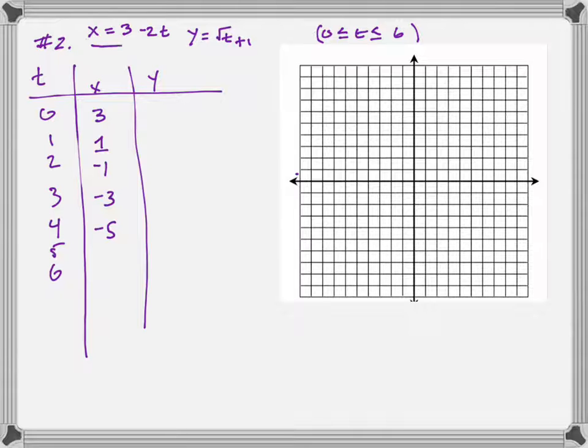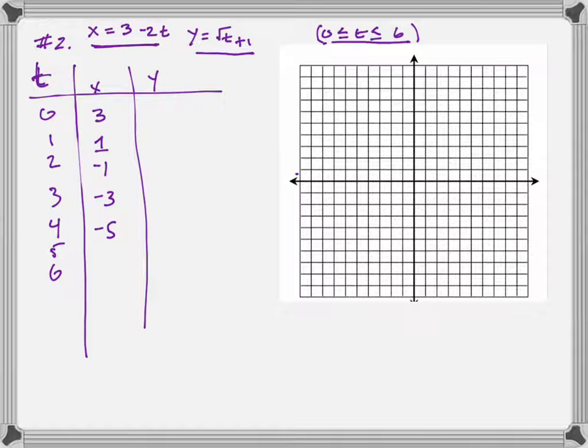Okay, the next number 2 is x equals 3 minus 2t and y equals the square root of x plus 1, and they want it between 0 and 6. So I've numbered my t's from 0 to 6 and then just started doing x. So 3 minus 0 would be 0. 3 minus 2 times 1 is 1. And then 3 minus 6 is -3.